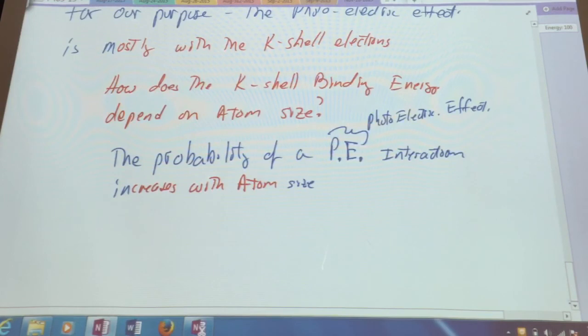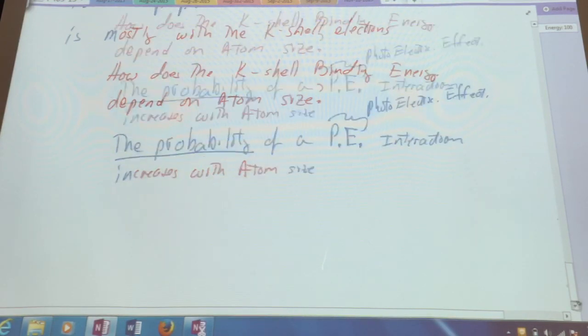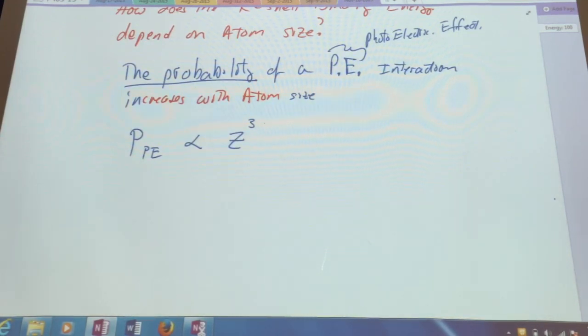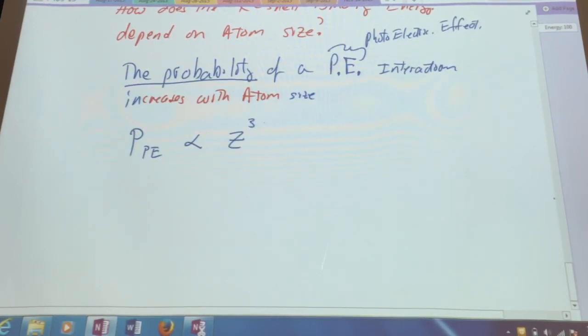So we're going to write this down. We're talking now about the probability of a photoelectric interaction. The probability of a photoelectric interaction is proportional to Z cubed, meaning that the higher the Z of the atom that we're hitting, whether it's calcium, oxygen, there's some iron atoms in the body as well, right?